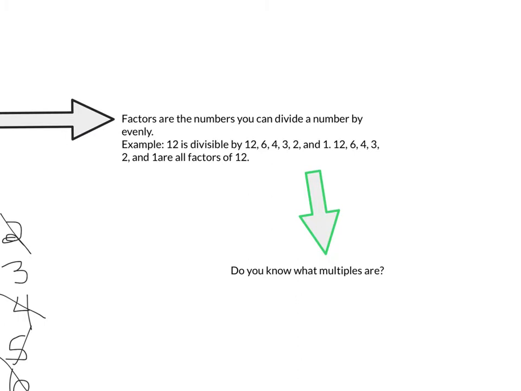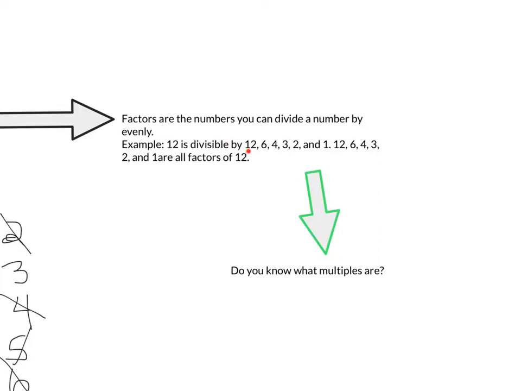When I looked up what a factor is, factors are numbers that you can divide a number by evenly. So that's the definition that I found. And it's not enough to have a definition, you need to have an example that goes along with it. When I do my examples, I always think of small numbers that I can understand, so I chose 12.